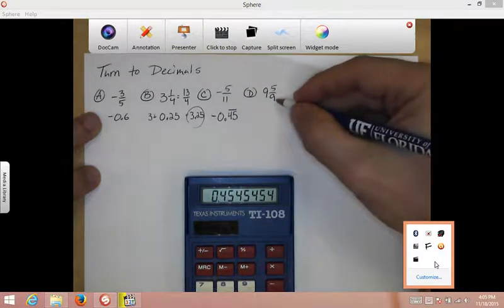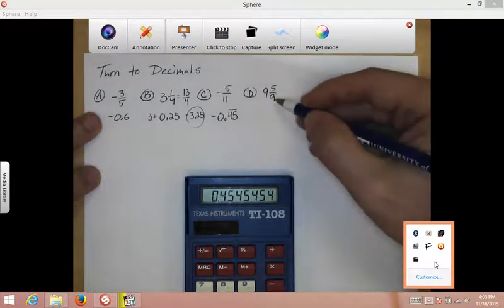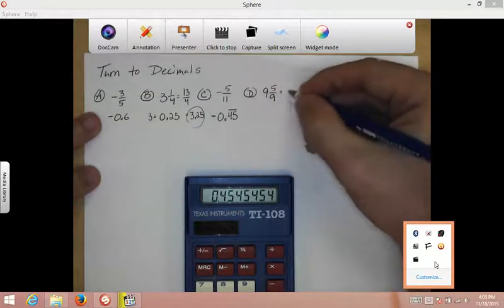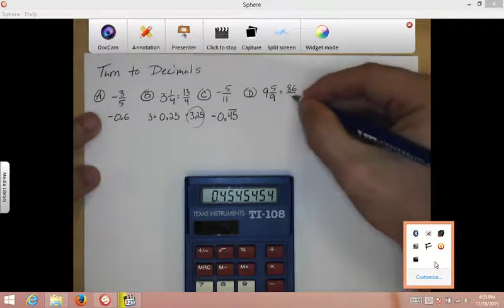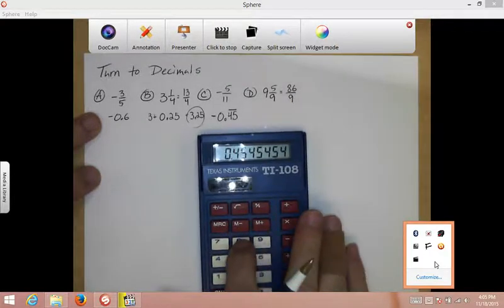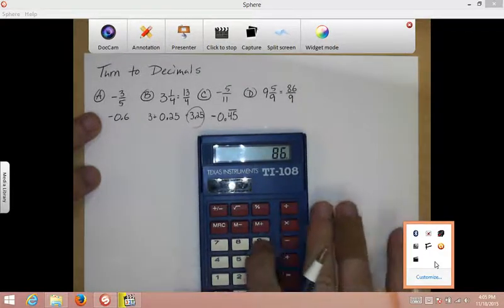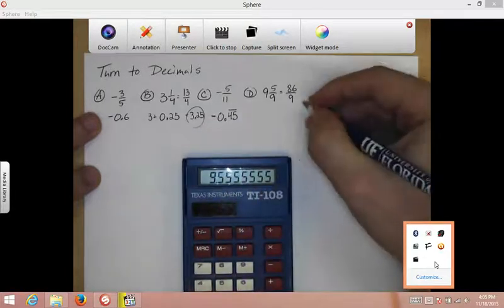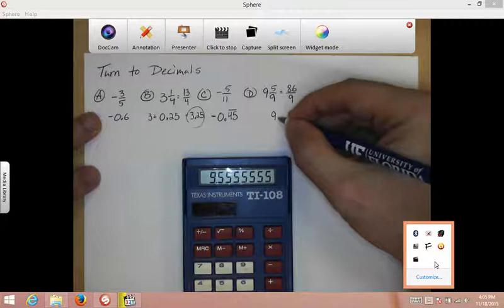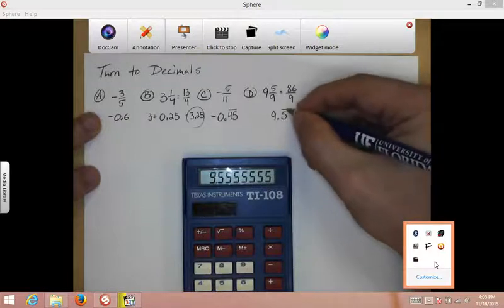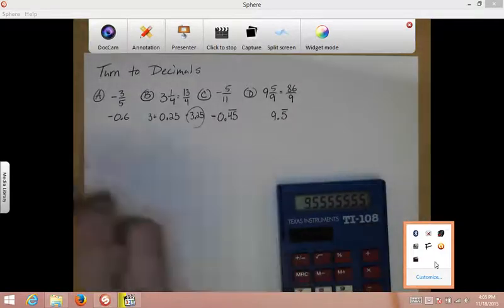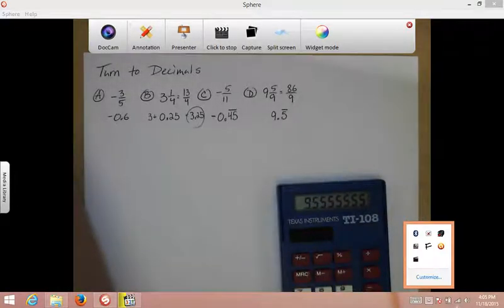For letter D, we've got 9 5/9. 9 times 9 is 81, and 81 plus 5 is 86. So we now have 86 over 9. So we put this in our calculator, 86 divided by 9. We end up with 9.555, keeps on going, we have bar notation. So we put a bar over the first digit or digits that repeat, and that's what your answer should look like. So next we are going to do turning decimals into fractions and mixed numbers.